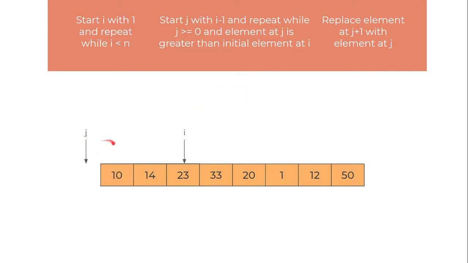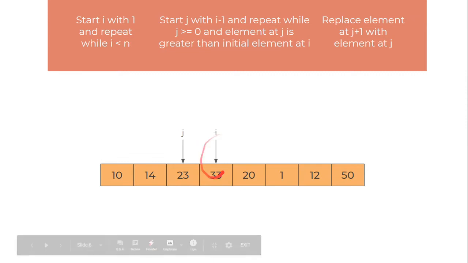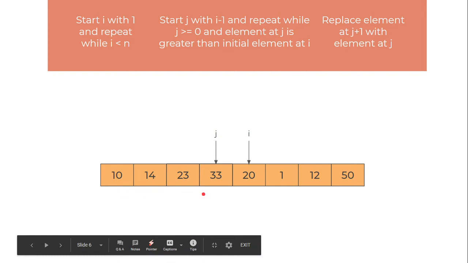Not at 0, I mean j plus 1, right? So after the second iteration, you can see that all these three elements are now sorted, right? 10, 14, 23 are now sorted. So next iteration, I will point to this and j will point to this, and save the initial value of I. Now we see that the value at j is less than the initial value at I, right? So in this case, we don't have to do anything. We can just move ahead. So these four elements are sorted after 3 iterations, right?